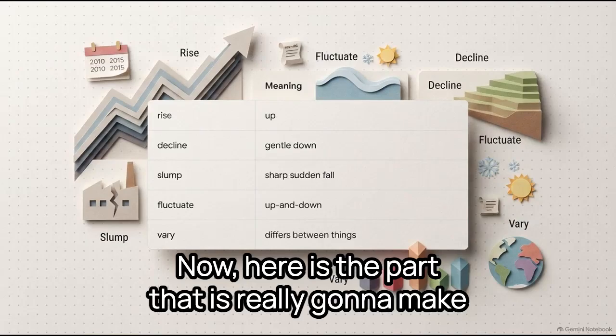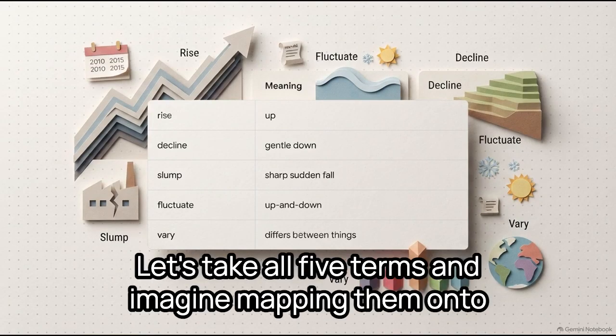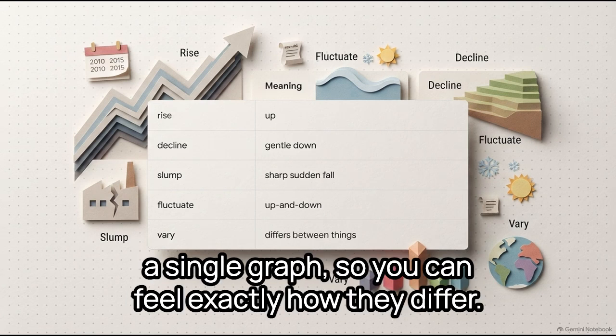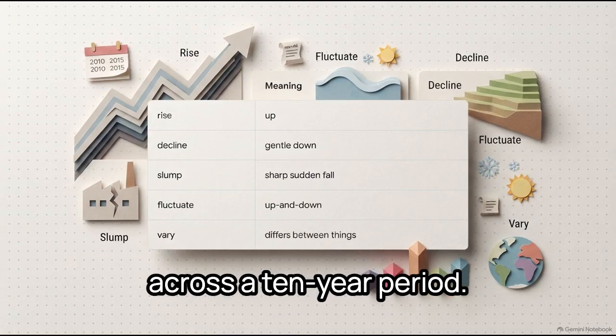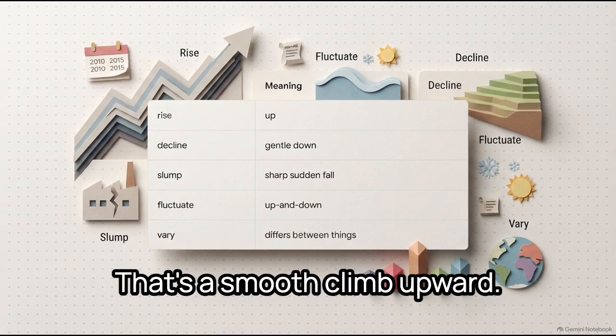Now, here is the part that is really going to make today's lesson click. Let's take all 5 terms and imagine mapping them onto a single graph so you can feel exactly how they differ. Picture a chart tracking a company's sales across a 10-year period. From 2010, sales rise steadily. That's a smooth climb upward.